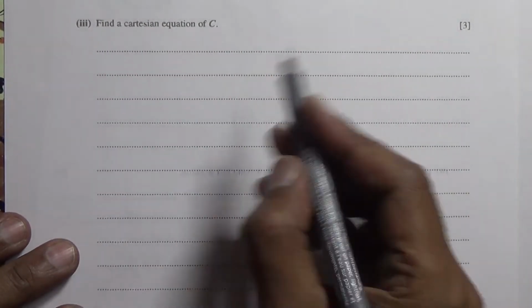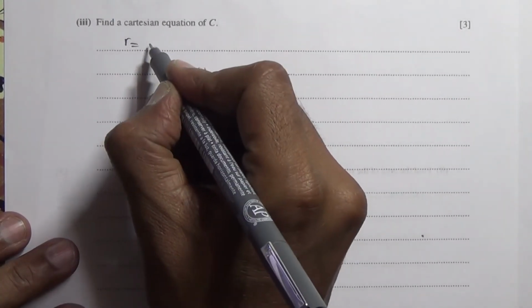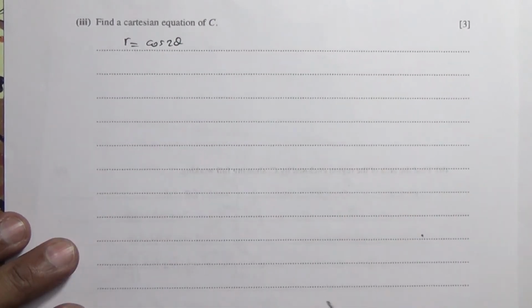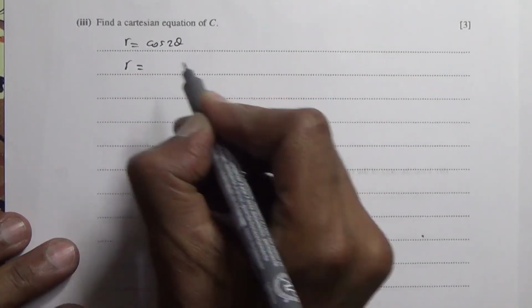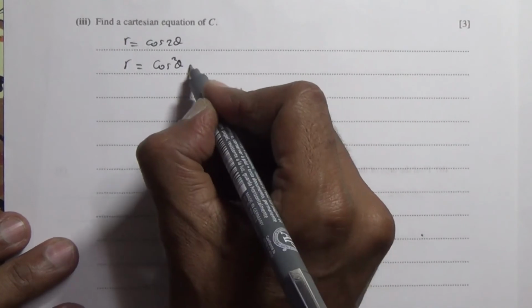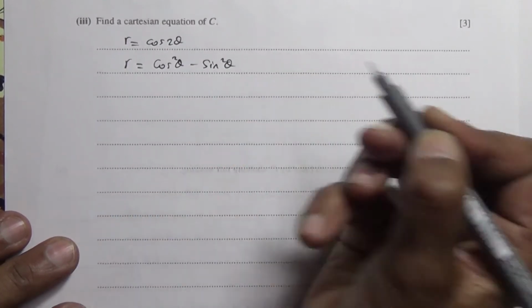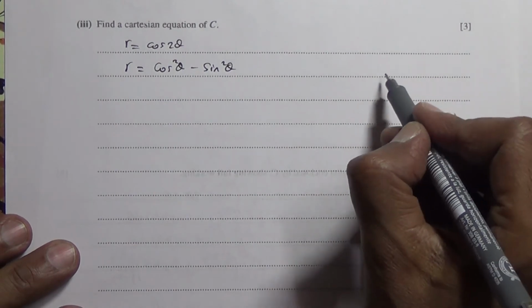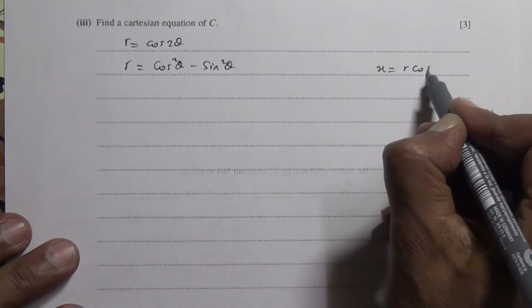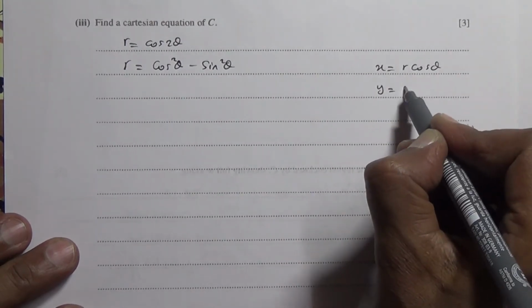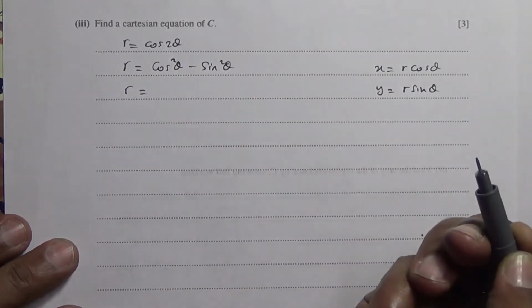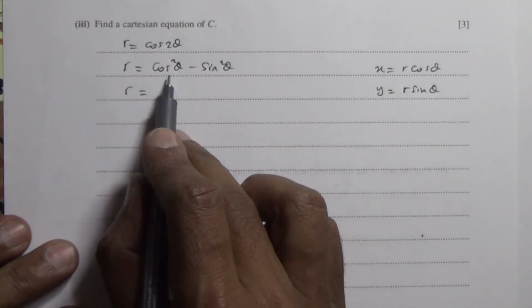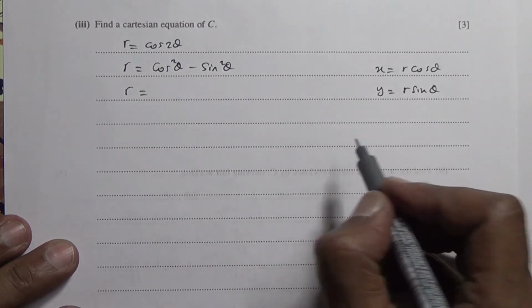Now for the third part of the question, we need to find a Cartesian equation of C. Remember that this is our polar equation, r is equal to cos of 2 theta. We can use the double angle formula here. It's saying that r is equal to cos squared theta minus sine squared theta. And what do we know? We know that x is equal to r cos theta, and y is equal to r sine theta. So over here we've got then r is equal to cos squared theta, which is then, let us see.